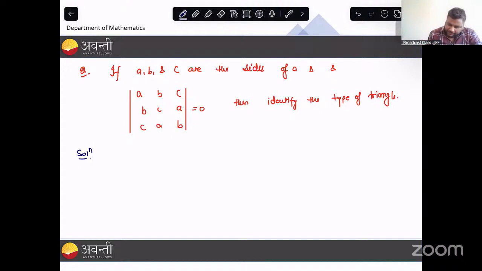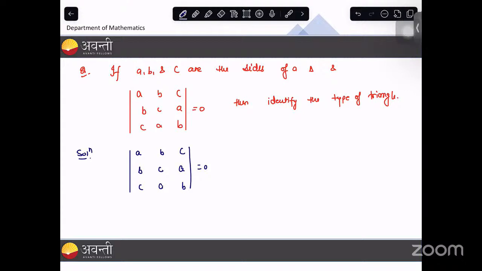See, if you remember, I told you ABC, BCA, CAB, this goes 0. Abhishek, if I'm not wrong, have we done it yesterday? Expansion of this? Ramaksha, have we done it yesterday? Hello? Sir, yesterday we have done it or not?